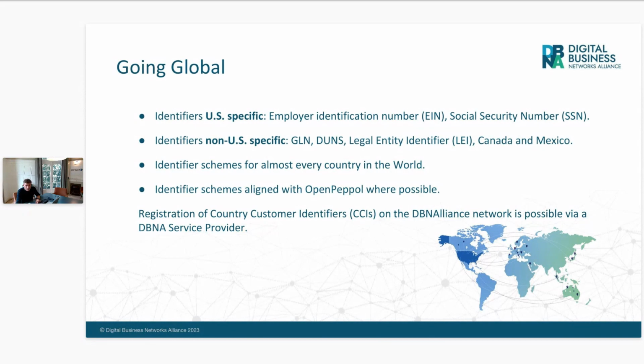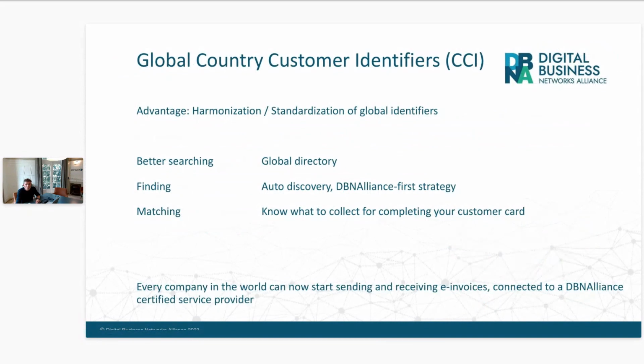Okay, next slide. The global identifiers themselves. So the purpose of the global country customer identifiers, and I'm using different names for the same subject. So actually, technically, they're called business identifiers. But we thought the name country customer identifier, abbreviation CCI, is very applicable. So this is why you see two names, business identifiers and country customer identifiers.